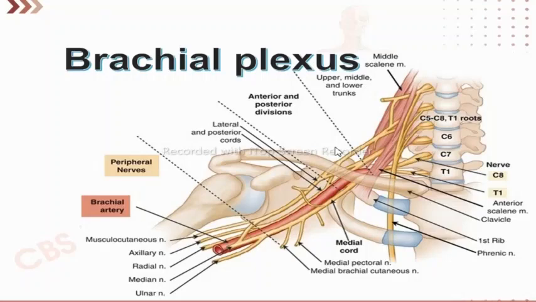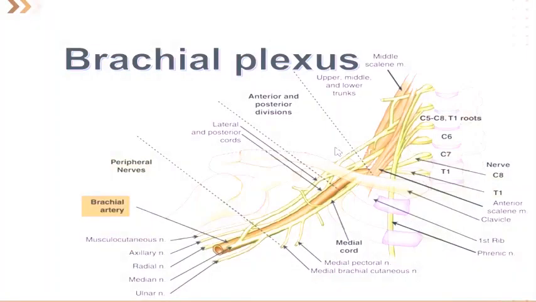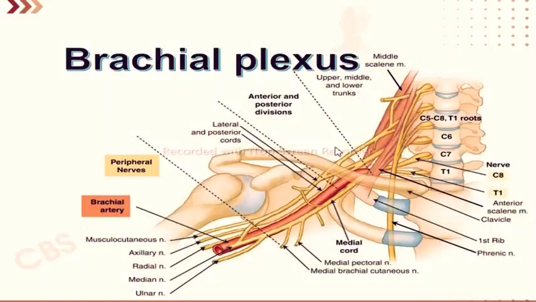It is a plexus of nerves. So it arises from the cervical nerves and first thoracic nerves, the nerves arising from the spinal cord.